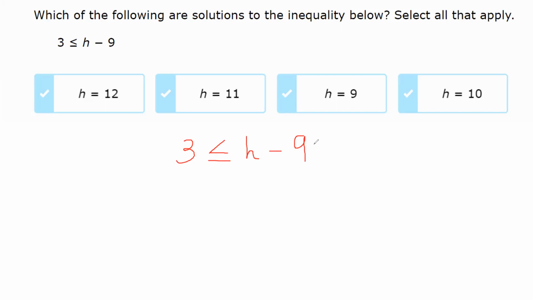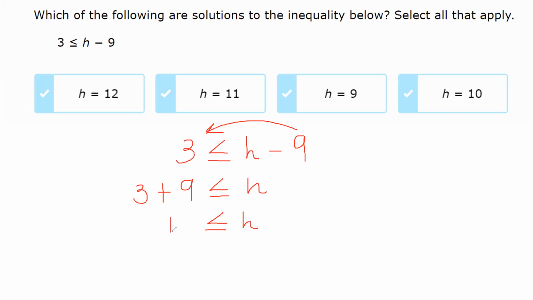Carry it over the equal sign. And so it's going to be what? 3. It was negative, so it becomes positive 9. So we have 3 plus 9 is less than or equal to H. What is 3 plus 9? 12. 3 plus 9 is 12.